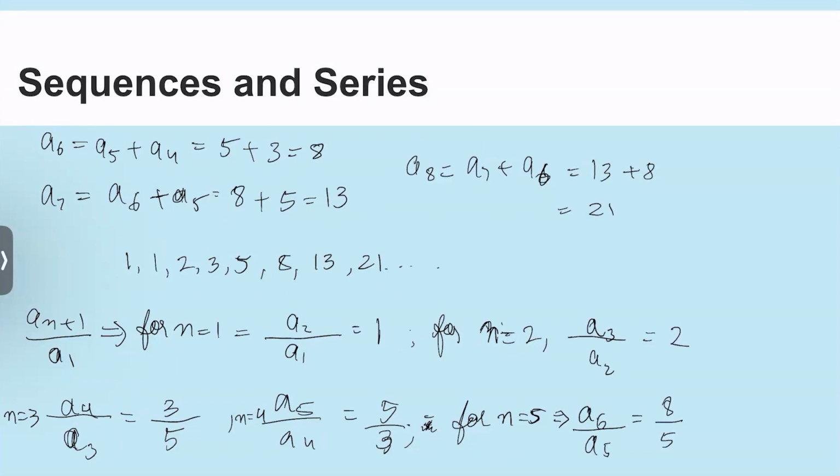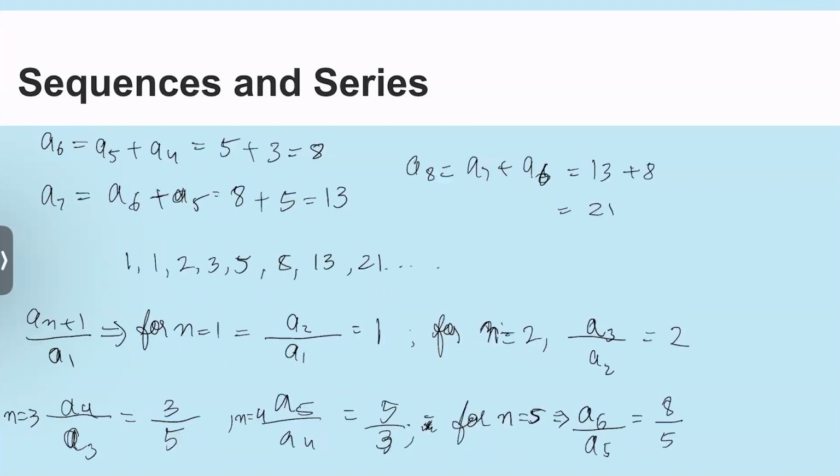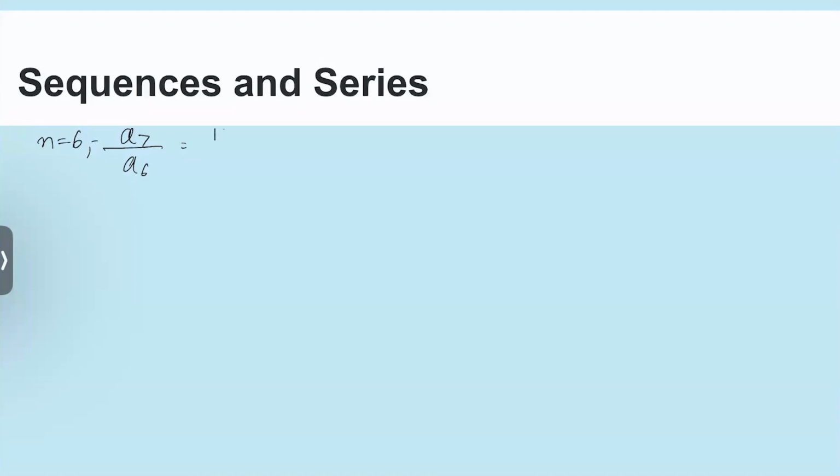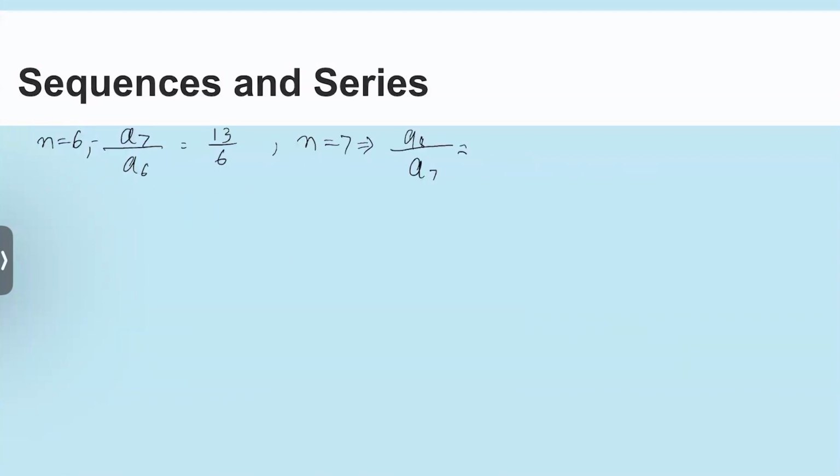Now we have to find for when your n is equal to 6. Okay, so n plus 1 becomes a7. Okay, so a7 is 13 and a6 is 8. Okay, so this would be 13 by 8. Okay, and then you have n is equal to 7. That's the last one that we want to find. So you have a8 on top and a7. So a8 is 21 and a7 is 13. So this would be 21 upon 13.